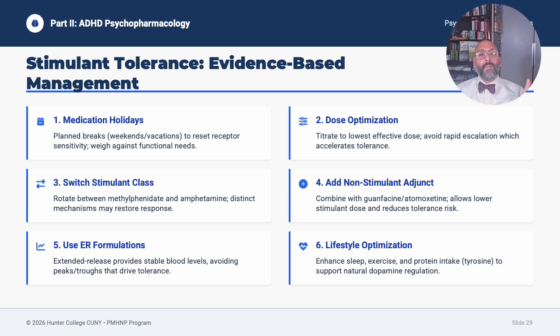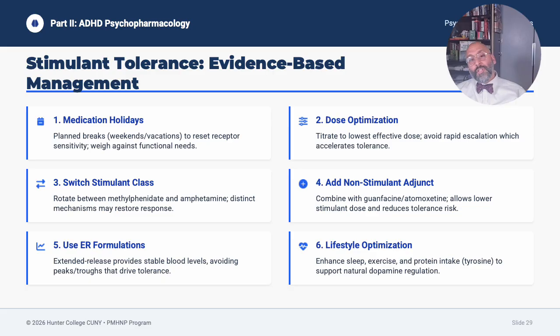Now, number two, more medication is not always better. So dose optimization is key. Rapid escalation accelerates tolerance. So your goal, as it should be, is the lowest effective dose, not the maximum tolerated dose as is currently practiced. So if a patient is escalating at every visit, pause and reassess before pushing higher.